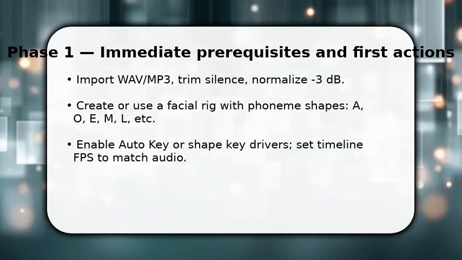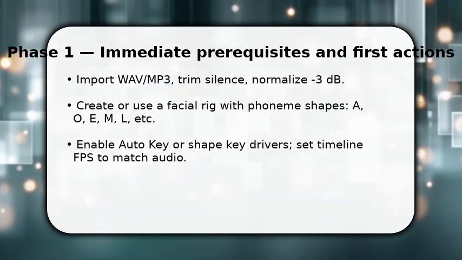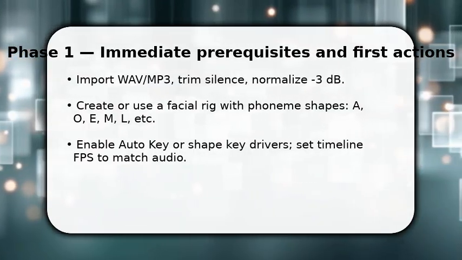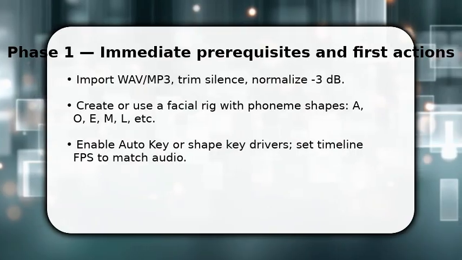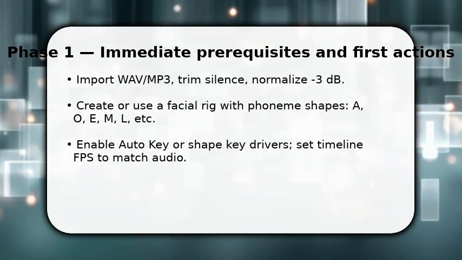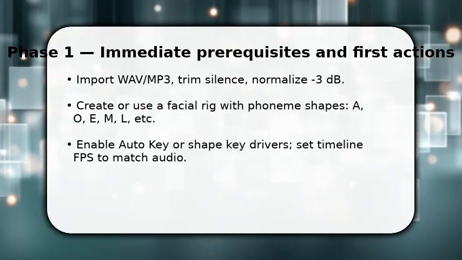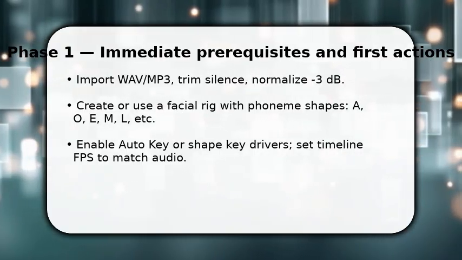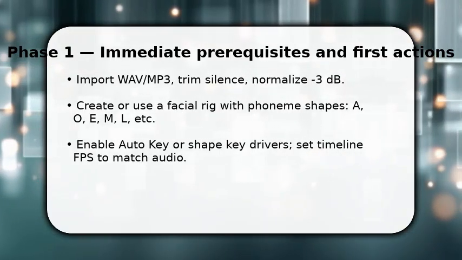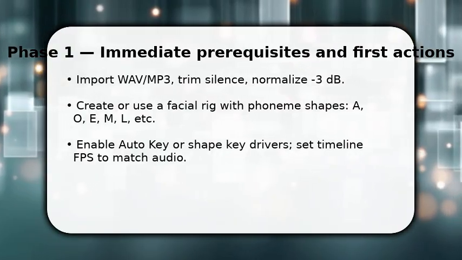You start by importing the clean audio into Blender's video sequencer or action editor. Make sure it's trimmed and normalized so peaks don't clip. Create or confirm a facial rig that includes clear phoneme shape keys or bones, A, O, E, M, L, and so on, because accurate targets speed the process.